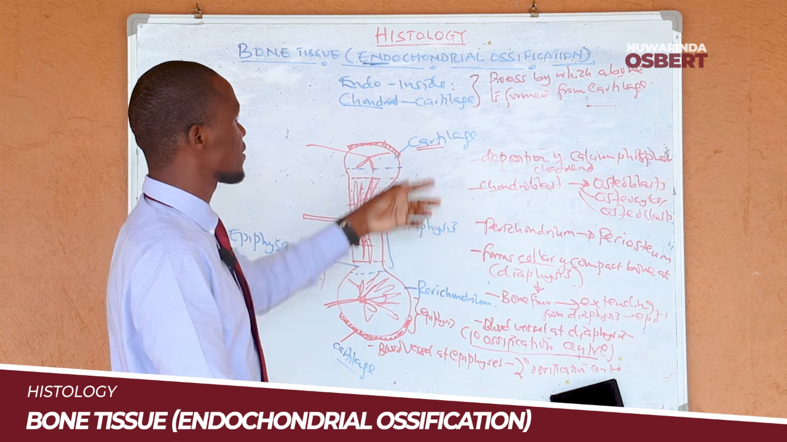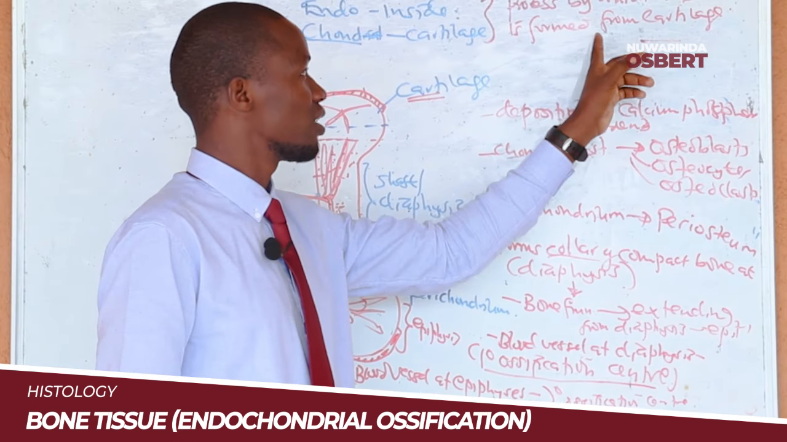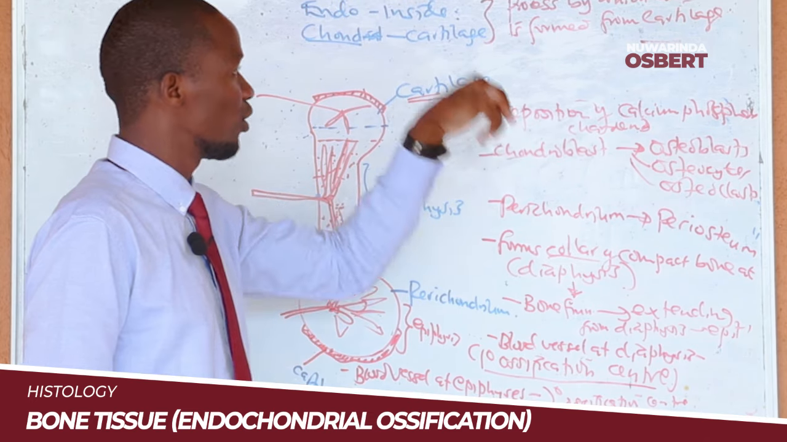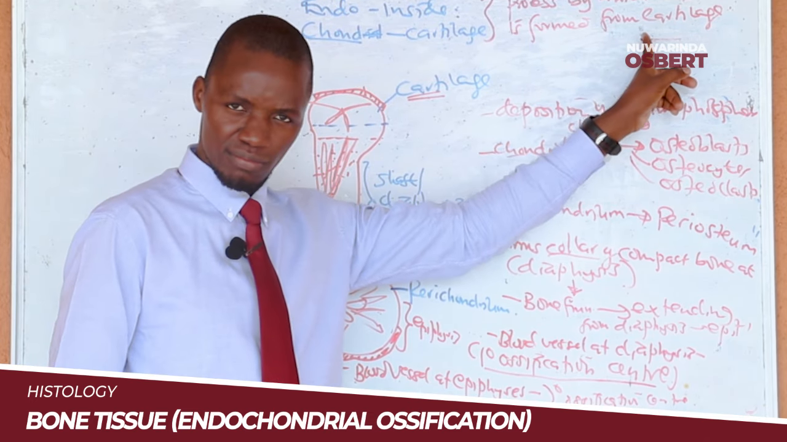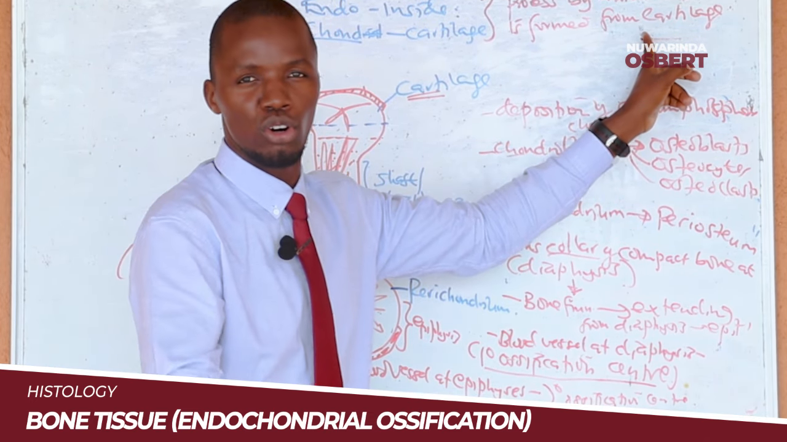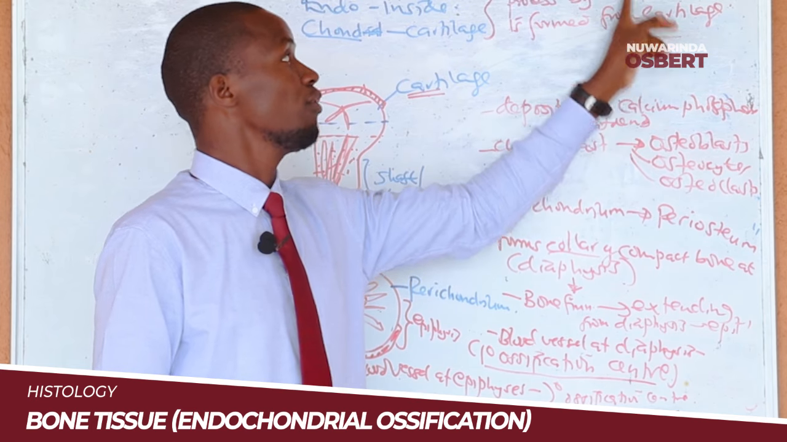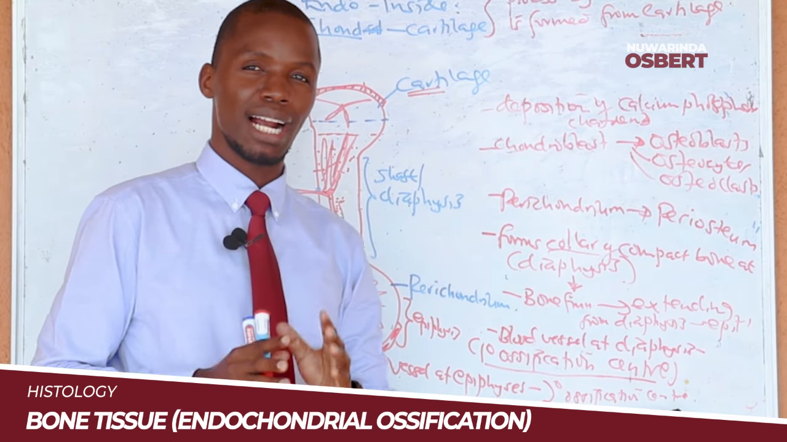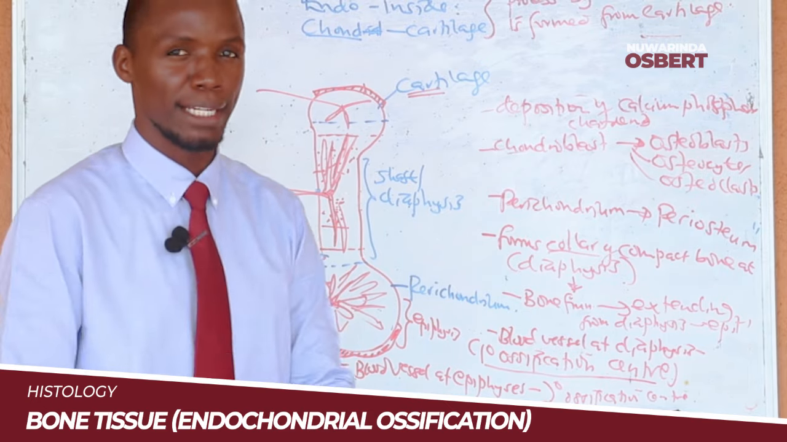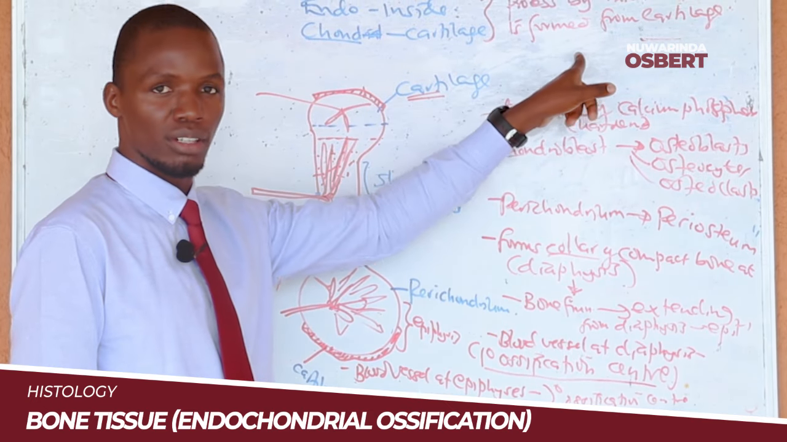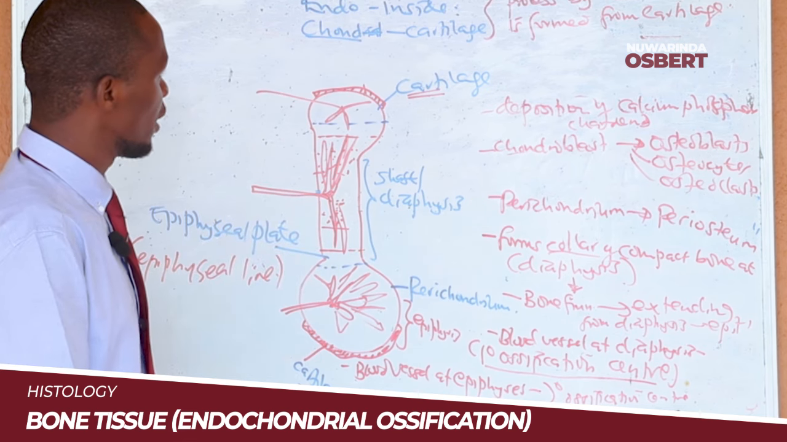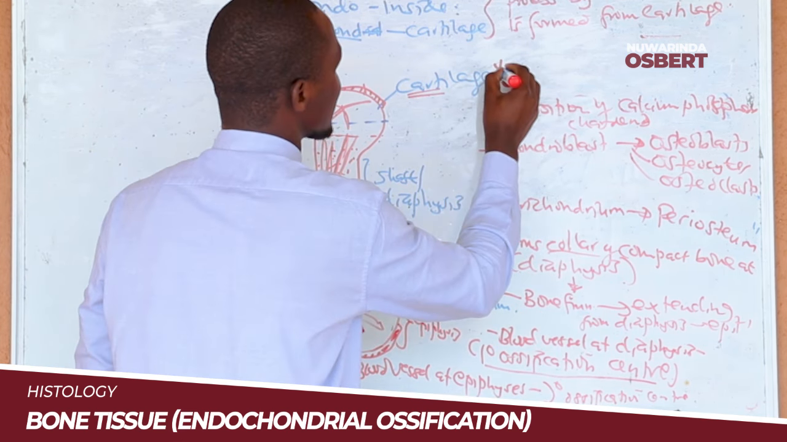Endochondral ossification, we have said, is a process by which a bone is formed from cartilage. We have the word chondro, and we have endo. So it means a cartilage is used as a model for the formation of the bone, and therefore the bone takes up the shape of the cartilage from which it is made. That's an introduction.